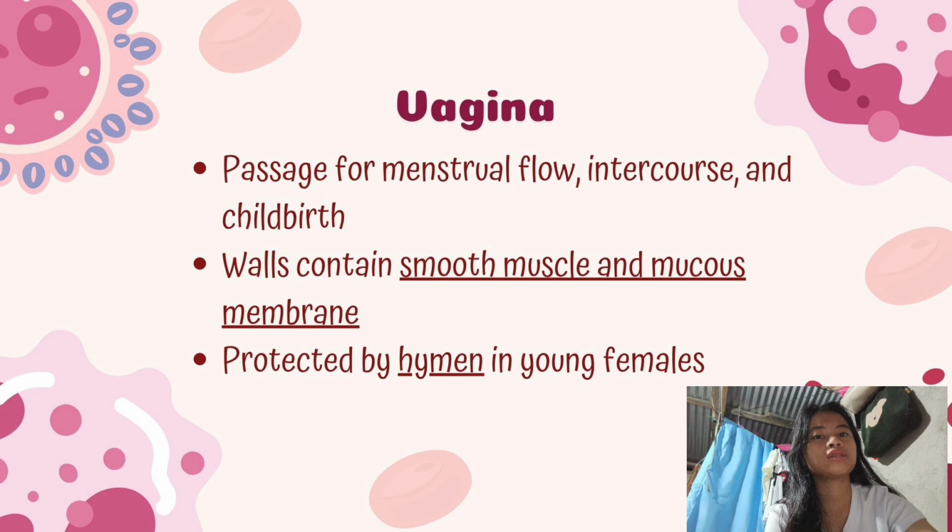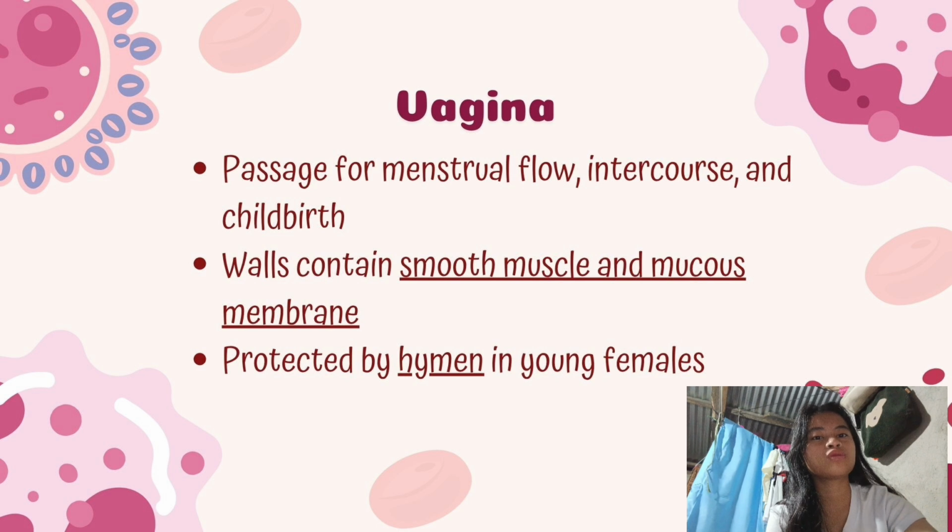And next, it is also a site for sexual intercourse. During sexual intercourse, it is flexible and elastic, which allows it to expand and adjust to accommodate penetration. So next is the birth canal and childbirth. During childbirth, the vagina becomes the birth canal.